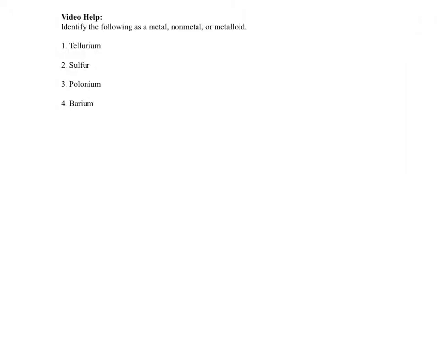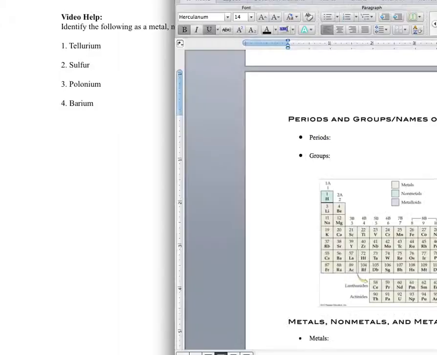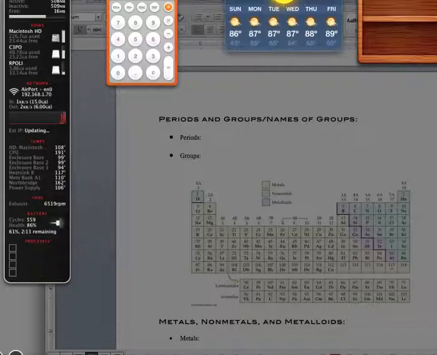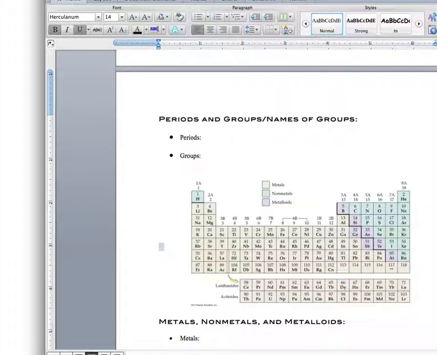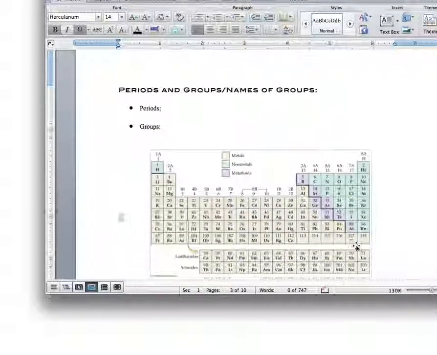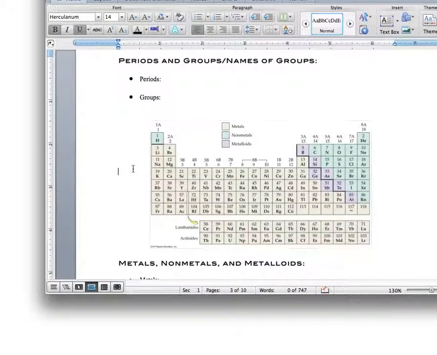Alright, so I'm going to go through and explain metals, nonmetals, and metalloids. But the first thing that I'm going to do is show the periodic table right here to be able to answer these questions. So, the first thing for you to know is just a nice review.